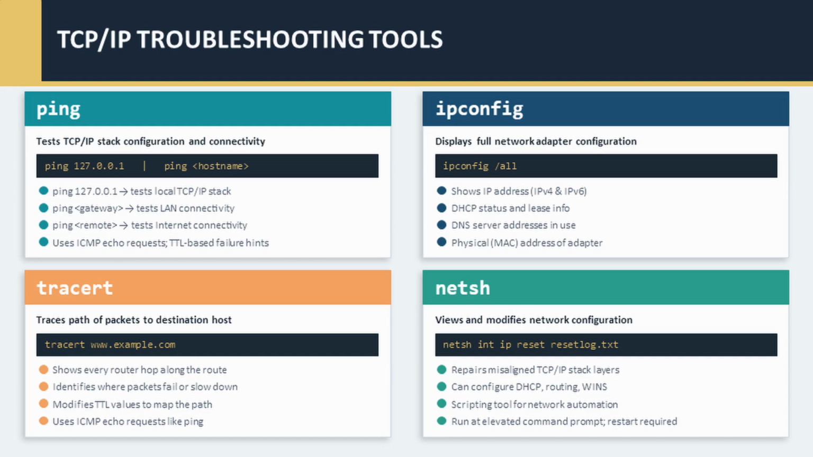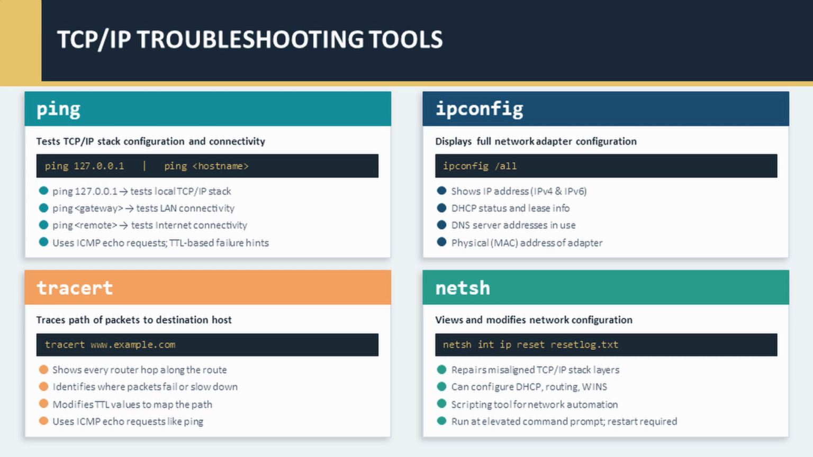When something goes wrong on a network, command line tools are your first line of defense. The first is ping. It sends ICMP echo requests to a target and reports whether they received a response. Pinging the loopback address 127.0.0.1 tests whether your own computer's TCP/IP stack is configured correctly. Pinging your default gateway tests LAN connectivity. Pinging an external address tests internet connectivity. If a ping times out, common causes include a powered-off remote computer, a misconfigured firewall, router problems, or hardware errors.